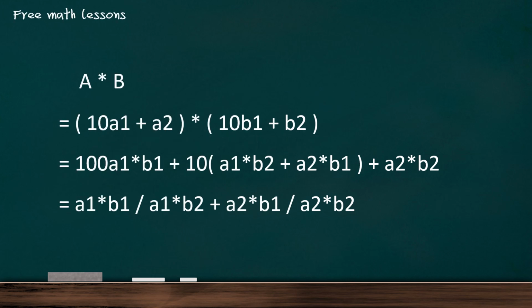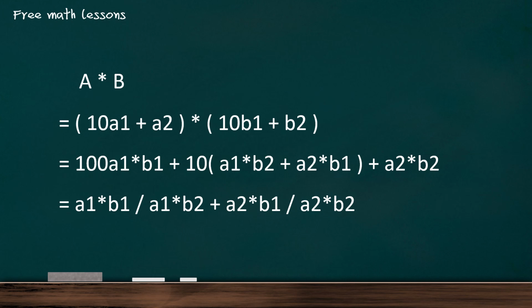Here, both big A and big B represent two-digit numbers. We have small a1 for the tens digit of big A, and small a2 for the ones digit of big A. So, big A is equal to 10 times small a1 plus small a2. And then we have small b1 for the tens digit of big B, and small b2 for the ones digit of big B. So, big B is equal to 10 times small b1 plus small b2.